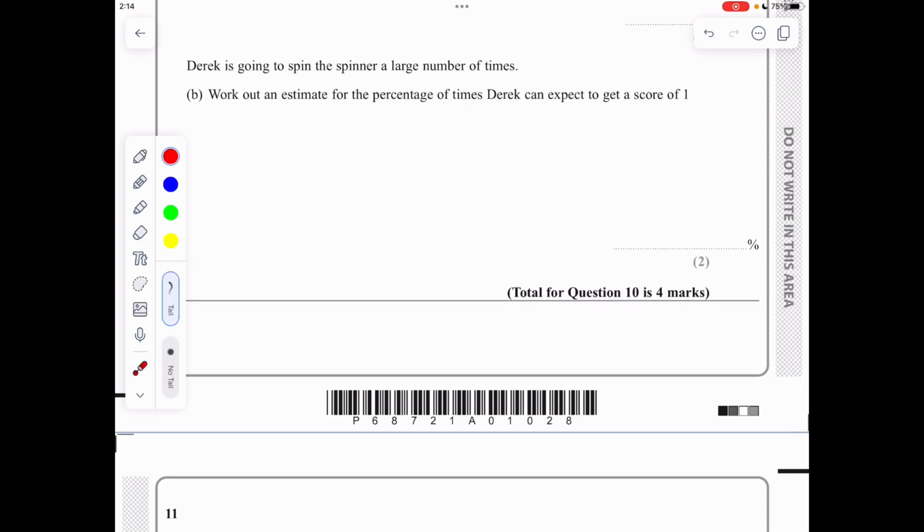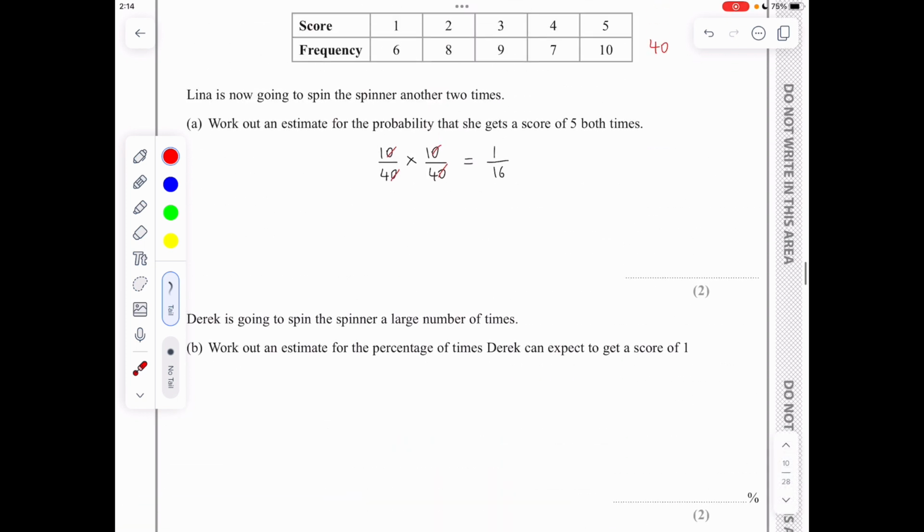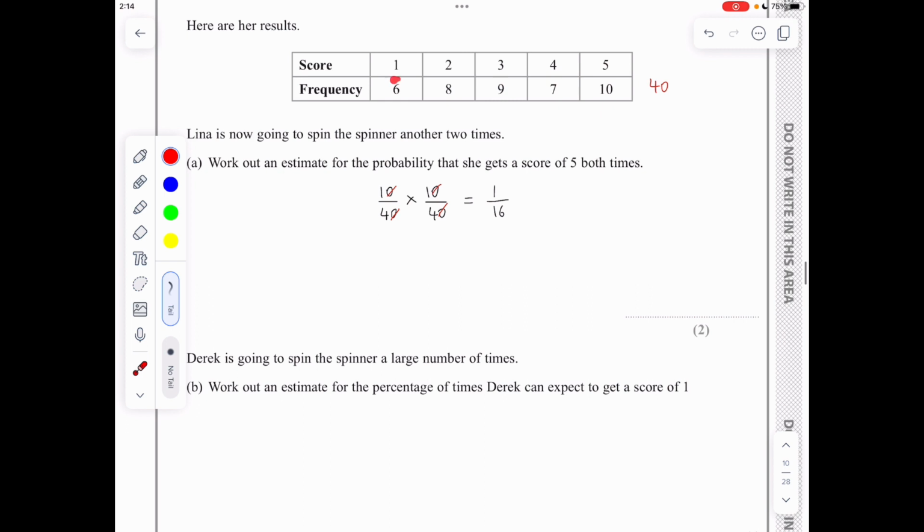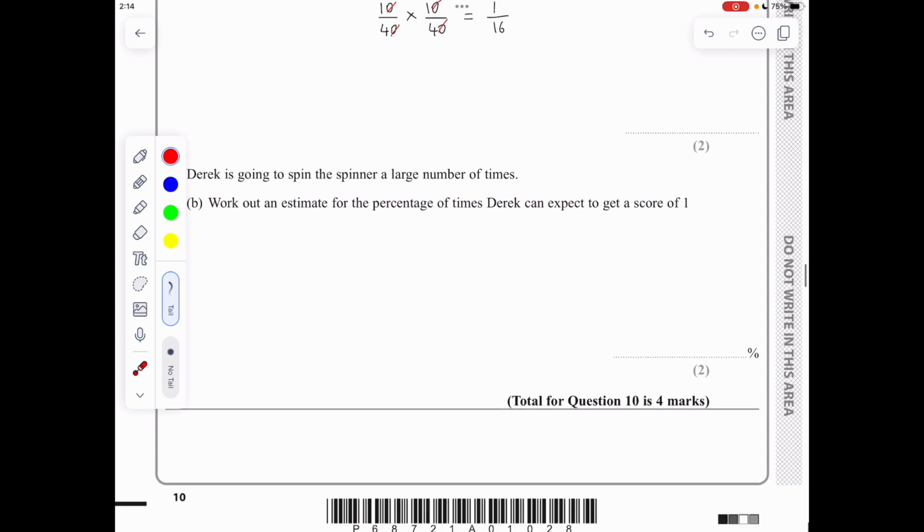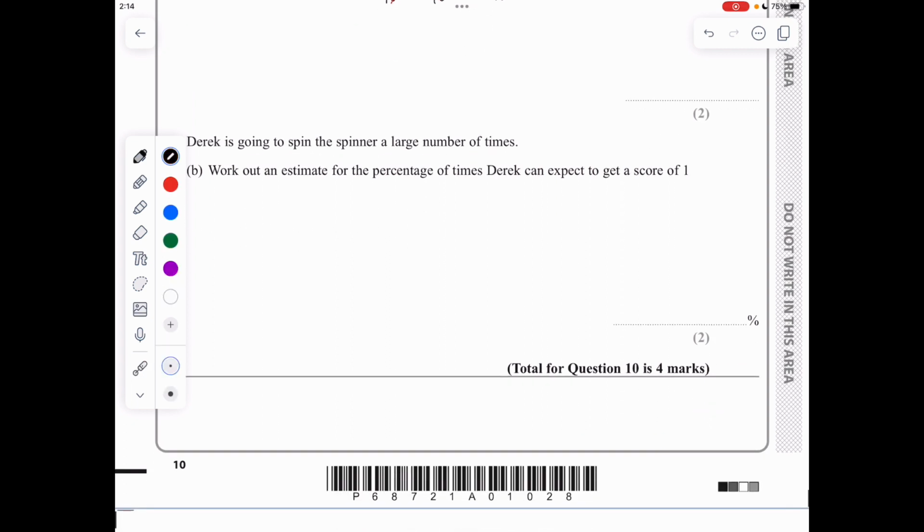In B, we've got Derek who's going to spin the spinner a large number of times, and we need to work out an estimate for the percentage of times Derek can expect to get a score of 1. So going back to the table, we see that 6 out of 40 is the probability of getting a 1. So we need to convert that into a percentage. We can simply say that 6 over 40 is equal to x over 100. So x will be given by 6 times 100 over 40. I could start by simplifying out the 0 with the 0 here.